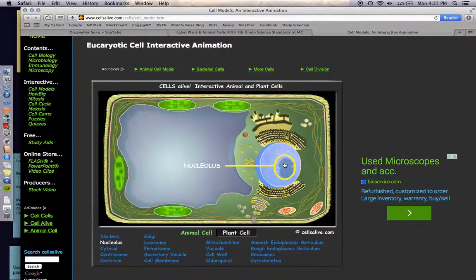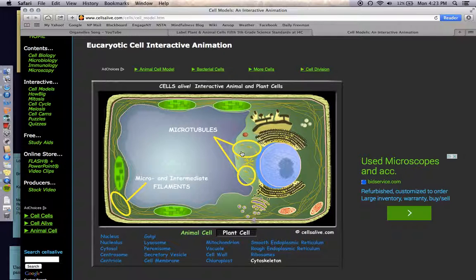Now we have, let's see, if we click this, these are all things that are involved in the cytoskeleton, which helps the cell maintain its shape, but most importantly, it aids in the cell's motility. It's an organized network made up of the microtubules, which you see right here, and then there are microfilaments down here and intermediate filaments. These help the cell maintain its shape and allow the cell to move.